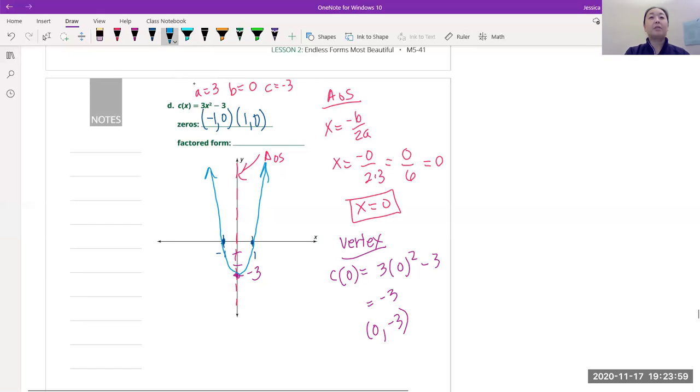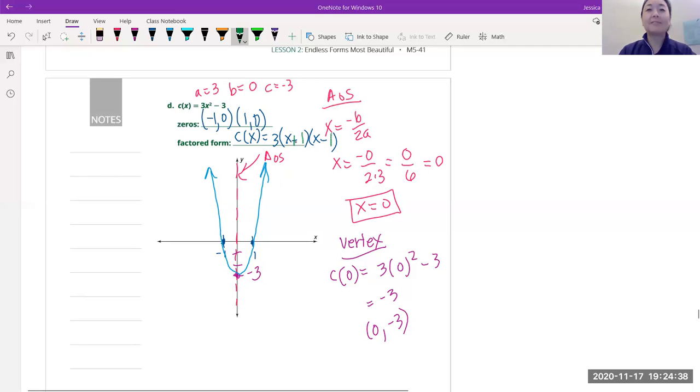And our factored form would then be, remember, c of x is equal to, our a is 3, so 3 parentheses, x minus, right? And then we have 1 at -1 and 1 at +1. So remember what I said to do, right? So it's going to be 1 at -1, so -1, 1 at +1. Say we made that minus into a plus, and so this is literally what it's going to look like. Okay? And that's in factored form.